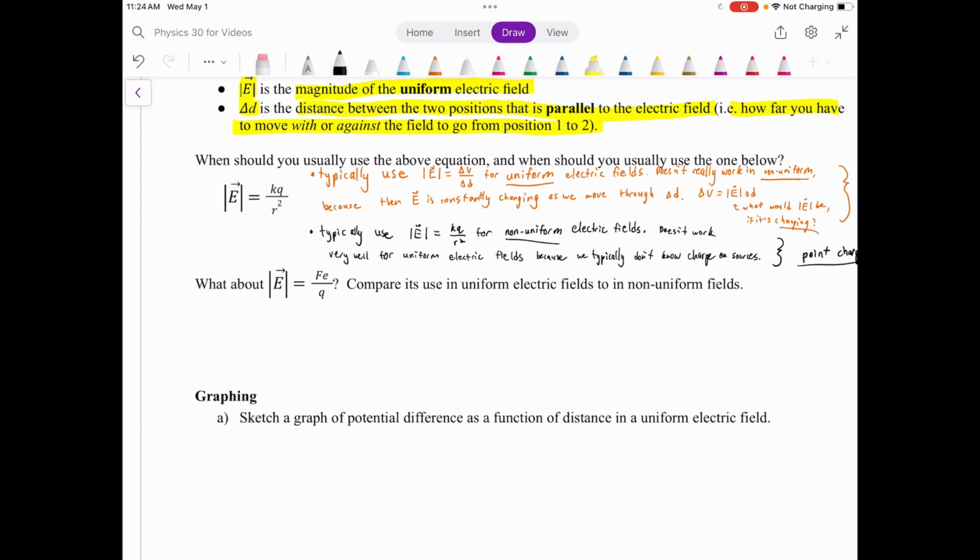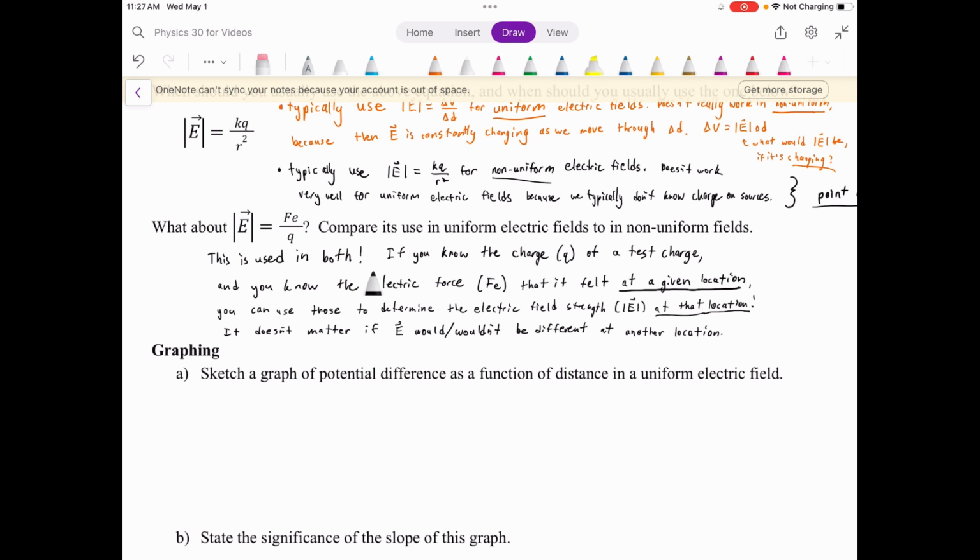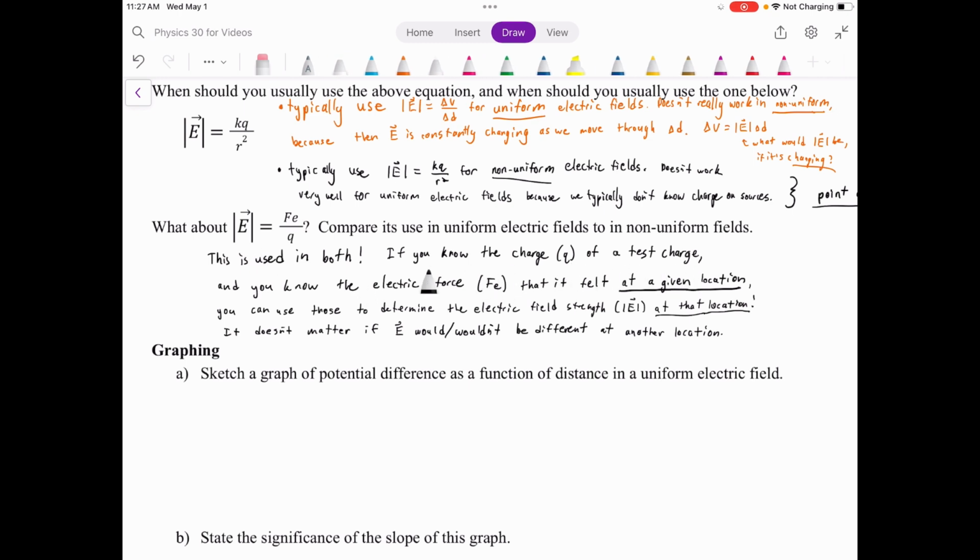Okay, so just summarizing that here, we can use this in a uniform and a non-uniform field. This is really just using the definition of the electric field. If you know the charge of a test charge and you know the electric force that it felt at a given location, you can use those to determine the electric field strength at that location. It doesn't matter if the electric field would or would not be different at another location, non-uniform versus uniform. We're looking at that location and the force that a charge felt there for every coulomb of charge it has. That's just the definition of the electric field at that location.